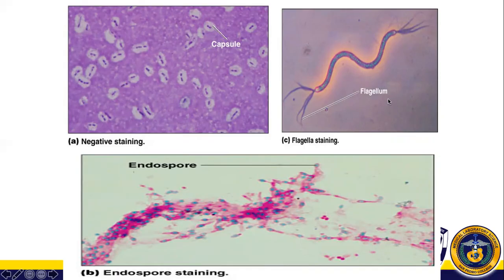Then this is a flagellum. Flagellar staining demonstrates that this is an amphitrichous organism, so the tuft of flagella on both ends are well demonstrated. And then we have the endospore staining method. The blue dots that you see in this picture are actually the endospores, highlighted against a pink background.